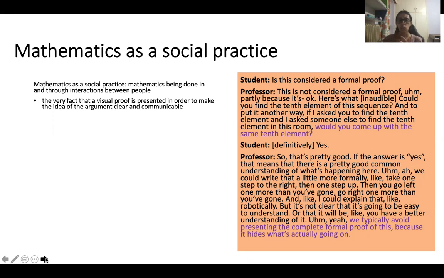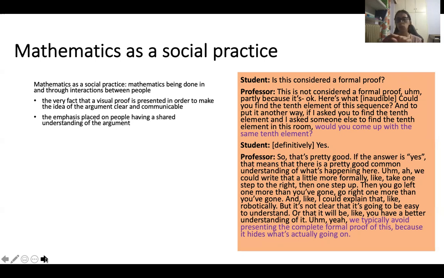So we see this discourse manifesting in the interaction, first by the very fact that the visual proof is presented in order to make the idea of the argument clear and communicable. So not every first-year course would include a visual proof. We also see the discourse of mathematics as a social practice in the emphasis which is placed on people having a shared understanding of the argument.